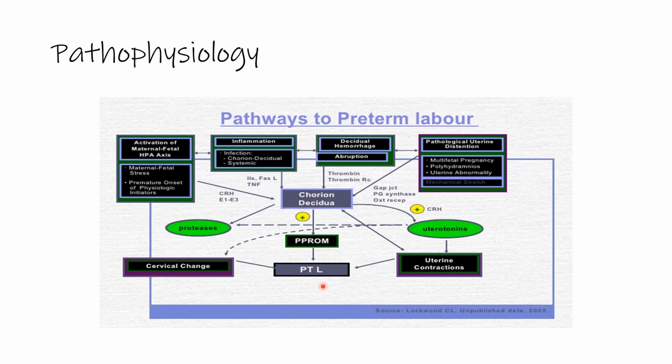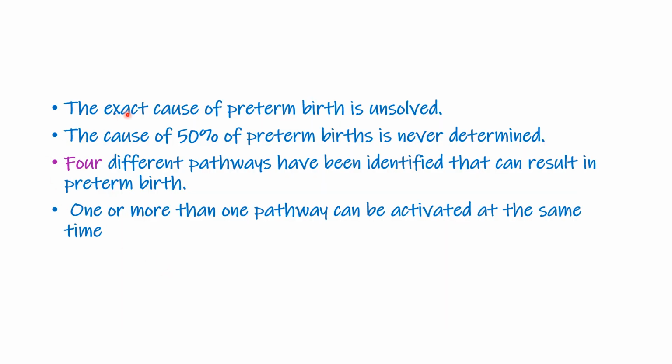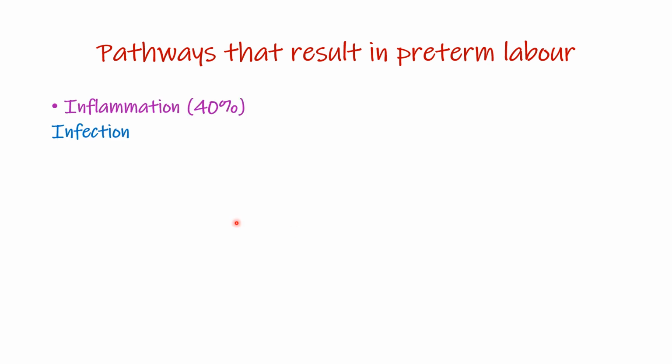And we define preterm labor by two criteria, where you have uterine contractions and cervical changes. In terms of etiology, the cause in about 50% is never determined. As I said before, we have four different pathways that have been identified that can result in preterm labor, and one or more than one pathway can be activated at the same time, leading to preterm labor. So now you should be recapping. We said there are four of them, so right now you should be recapping.